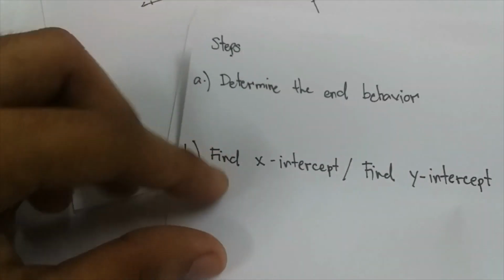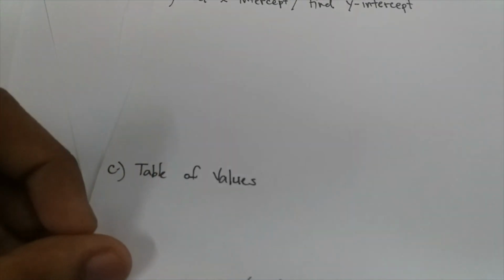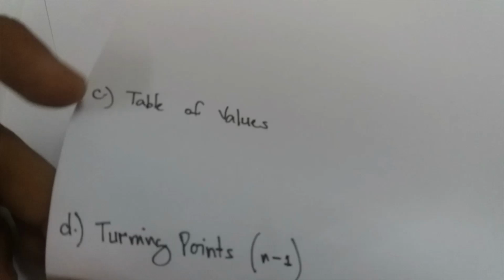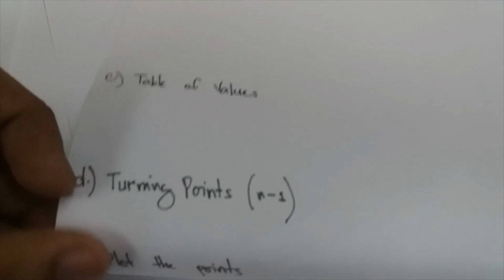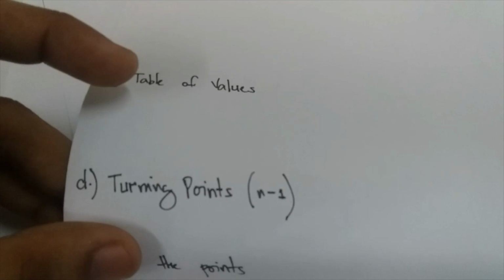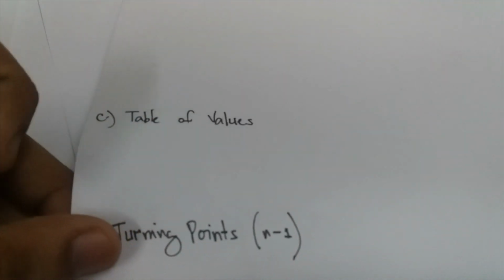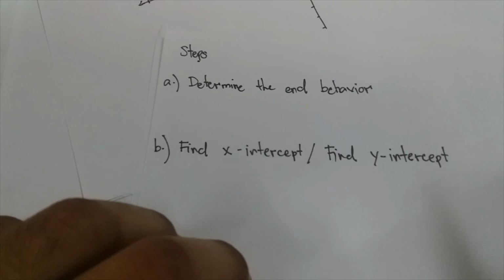Next, we can find the x and y intercepts of the graph or the function. Then for letter C, we have the table of values. We will construct the table of values later. And for letter D, the turning points. The turning points of the graph are determined by n minus 1, where n is the degree or the highest degree of the polynomial function. And lastly, we will plot the points.